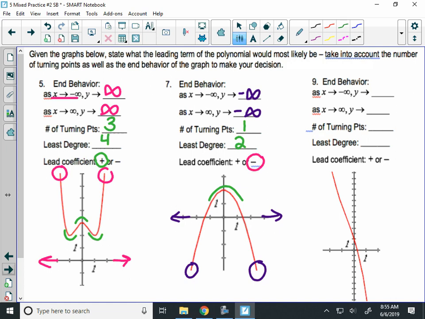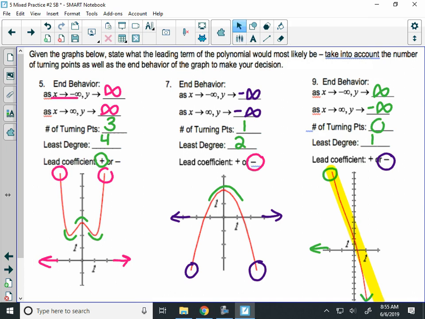All right, last one. As x goes to negative infinity to the left, this arrow is going up to positive infinity. As the arrow is going down on the right, the arrow is going down to negative infinity. There's actually no turns of this graph. So the least degree of this graph is going to be 1 more than that, which is 1. Because the arrows are going in opposite directions, we go ahead and connect the endpoints, and you see that there's a negative trend on the graph, so the leading coefficient would be negative.